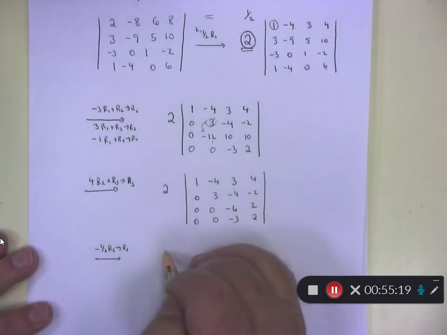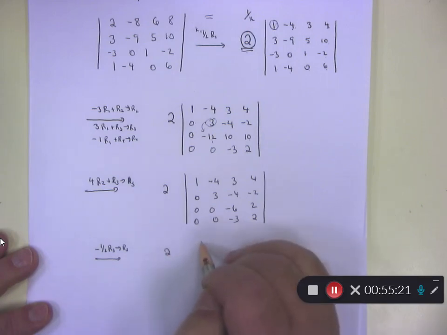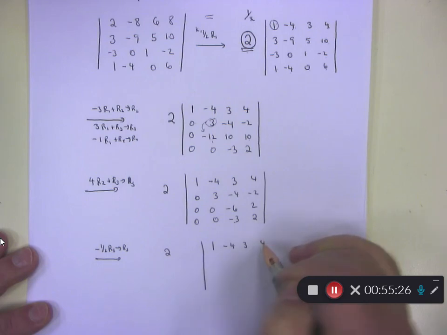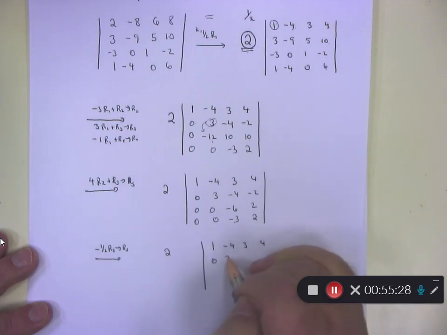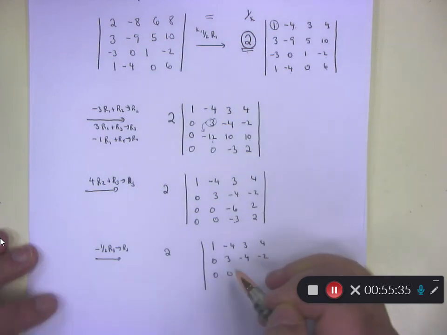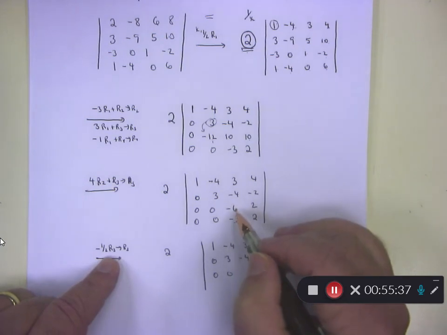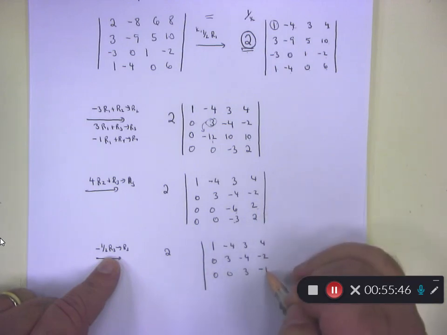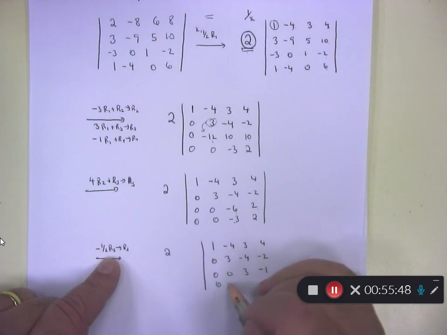So this would be 2 times, a little space there. This would be 1, -4, 3, 4, 0, 3, -4, -2, 0, 0. We're going to multiply -1/2 here. -1/2 times -6 is what? 3. -1/2 times a +2 is a -1. And then we got 0, 0, -3, 2.